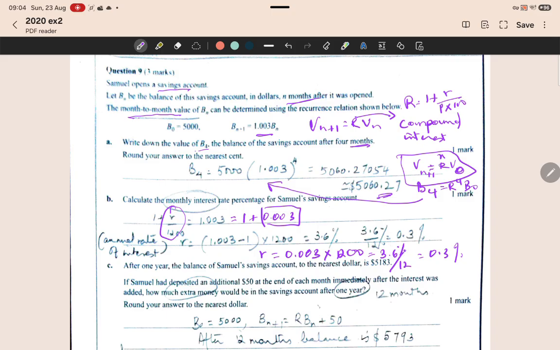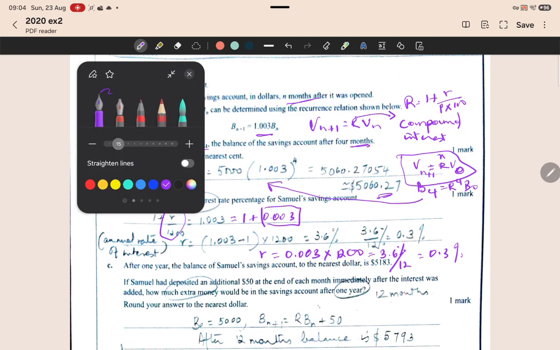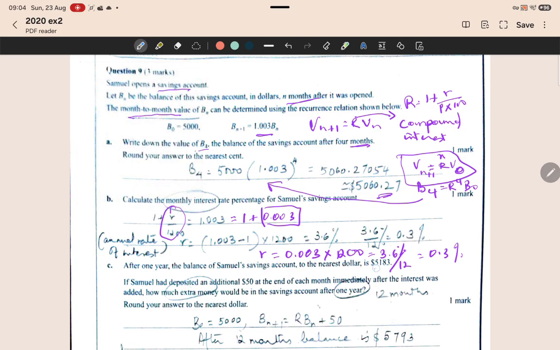After 1 year, the balance of Samuel's savings account is 5,183. If Samuel had deposited an additional 50 at the end of each month instead, after the interest was added, how much extra money? Extra usually means a difference between two values, okay? After 1 year would be in the savings account. So that's because it's on a monthly basis that he's adding, they're talking about 12 months.